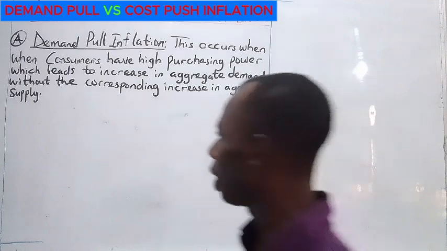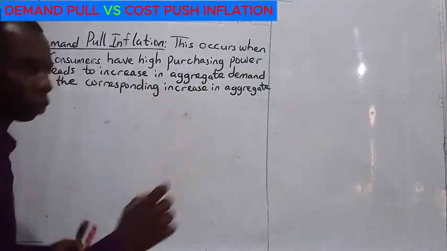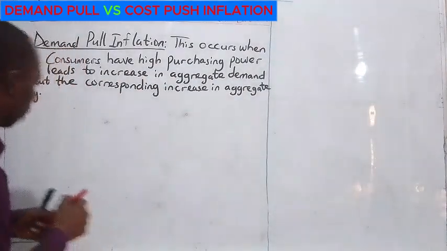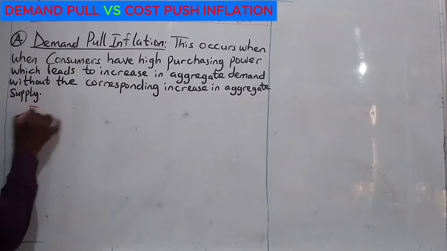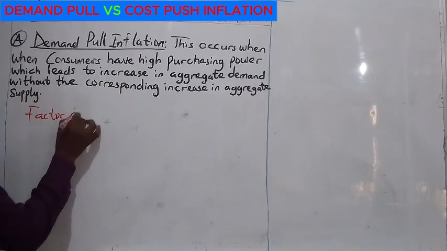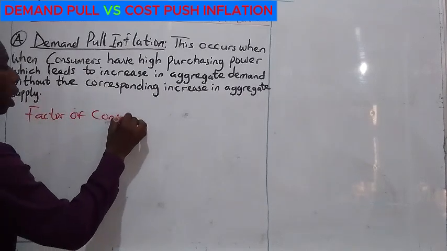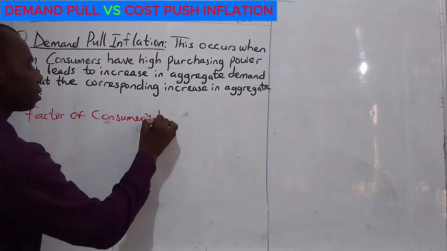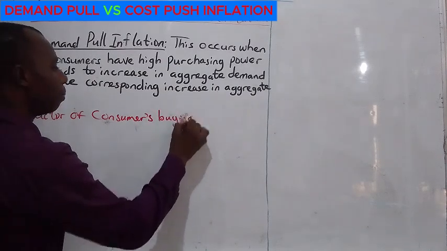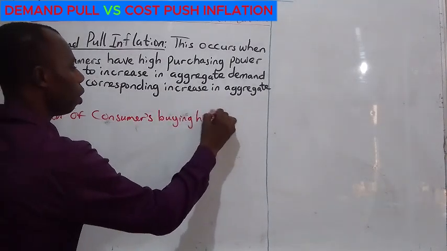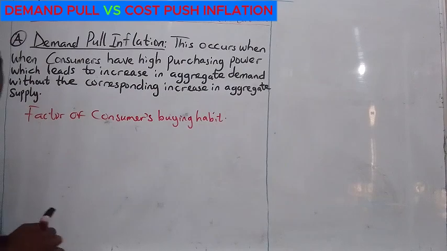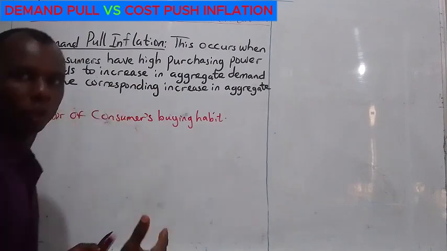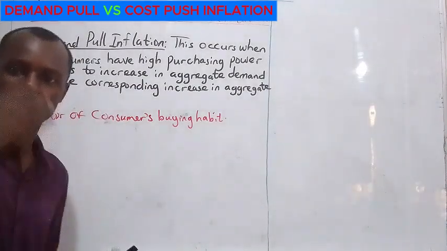So the question now is, what is the main factor we are considering under demand pull inflation? It is a factor of consumers buying habits. So now, how does a graph of a demand pull inflation look like?